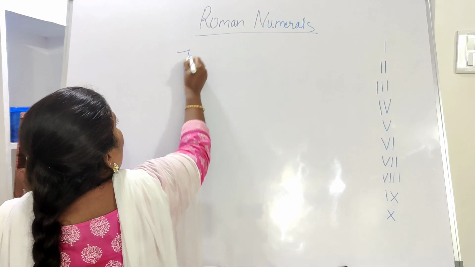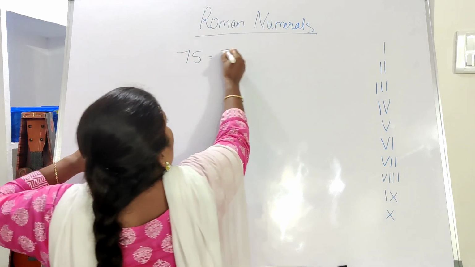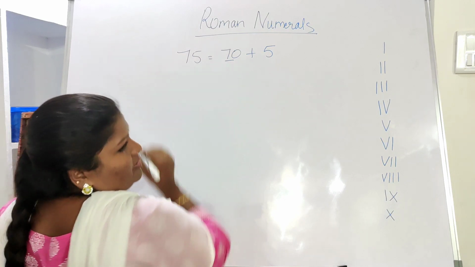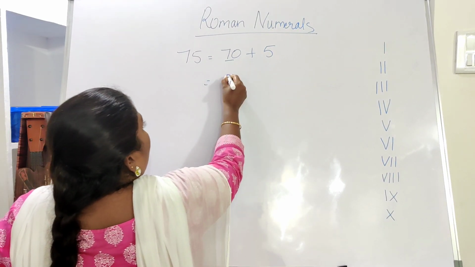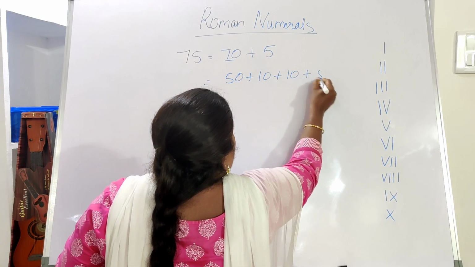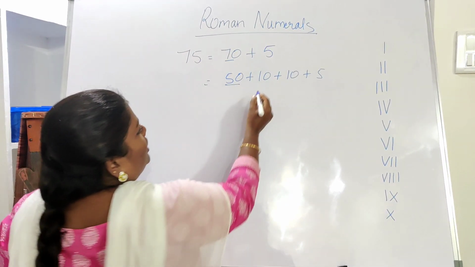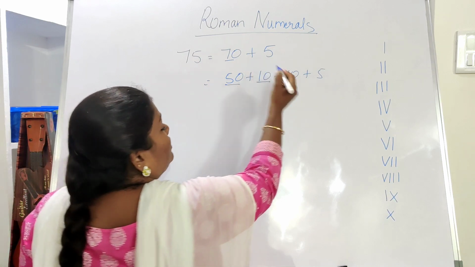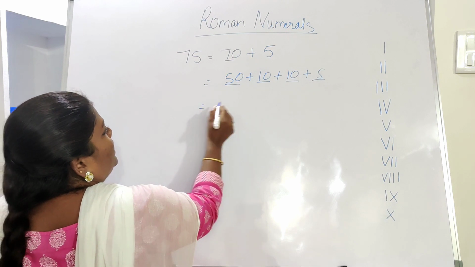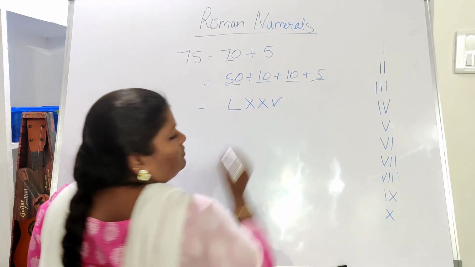So let me show one example of how to write. Let me take 75. As I told you, write the expanded form of it, that is 70 plus 5. Now we don't have a direct symbol for 70. So you need to write 50 plus 10 plus 10 plus 5. Now check whether you have a symbol for it. You have a symbol for 50, you have a symbol for 10, you have a symbol for 10, you also have a symbol for 5. So write down L, X, X, and 5 is V.